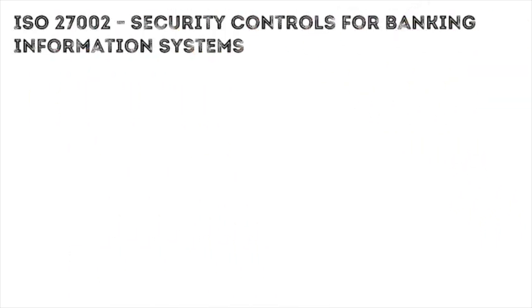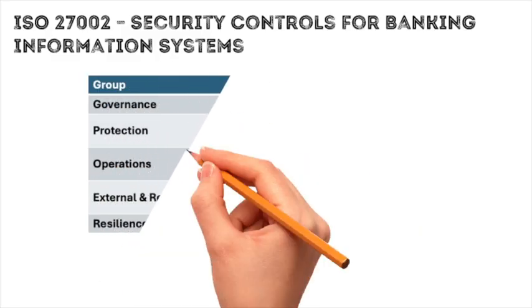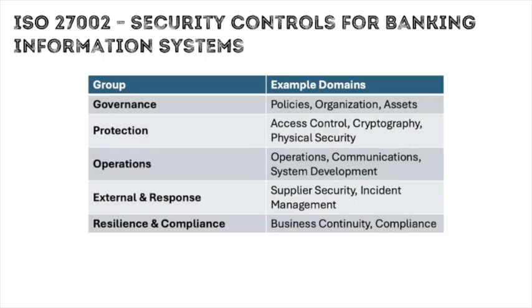Part 4 explains how the ISO 27002 framework helps banks protect their information systems through 13 well-defined security control domains. These domains together create a complete security environment, covering governance, protection, operations, external coordination, and resilience. Let's begin with governance controls.